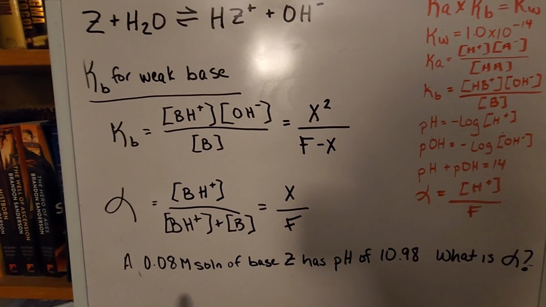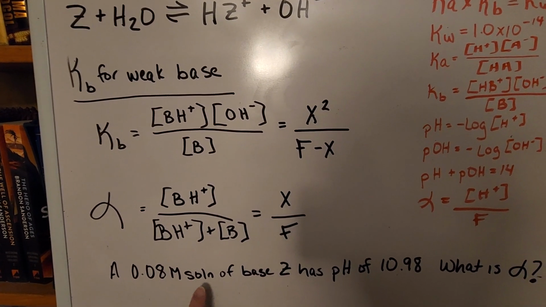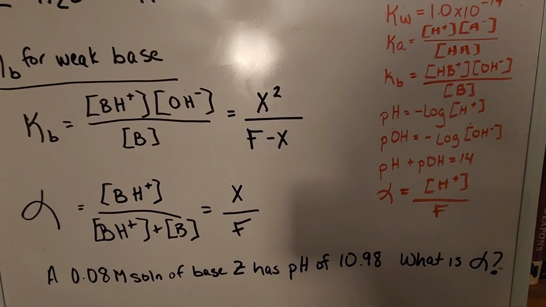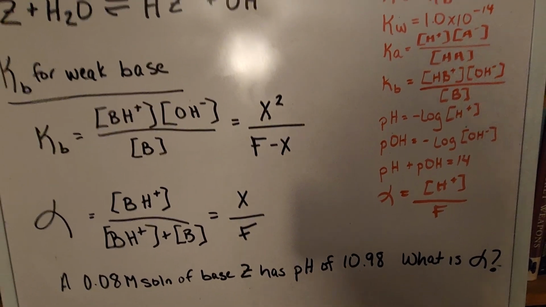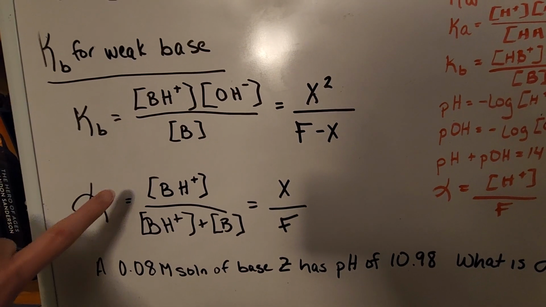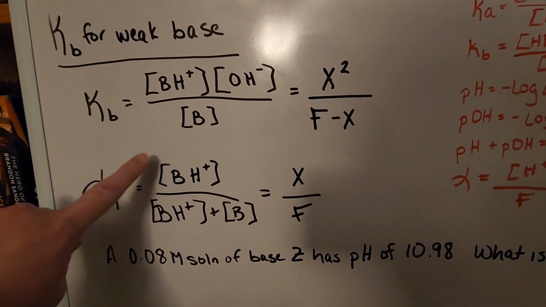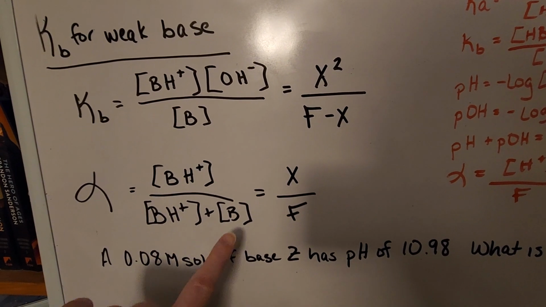Now, if we take what we know now about weak bases and their conjugates, and we take this problem down here: a 0.08 molar solution of base C has a pH of 10.98. What is alpha? So now let's look at our alpha formula again. We've got the concentration of BH plus over the concentration of BH plus plus B.